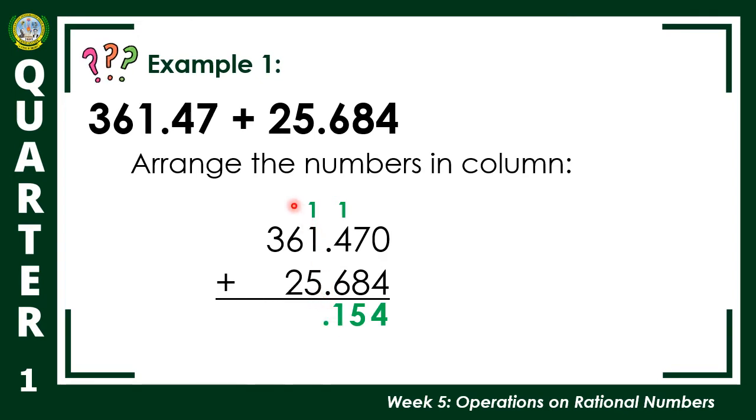Okay? And then, proceed tayo. 1 plus 1 plus 5 is 7. And then, 6 plus 2 is 8. And then, dahil wala na pong katapat si 3, bring down 3. Okay? So, this will be our final answer. So, the sum of the two decimals is 387 and 154 thousandths. Okay?